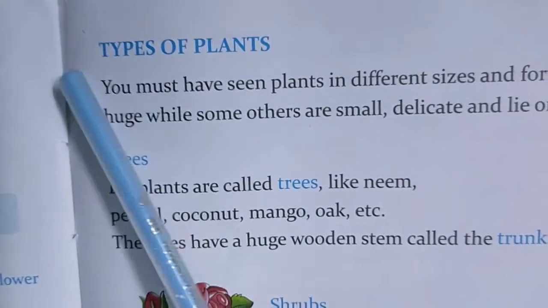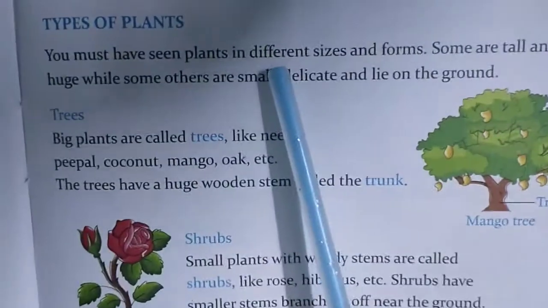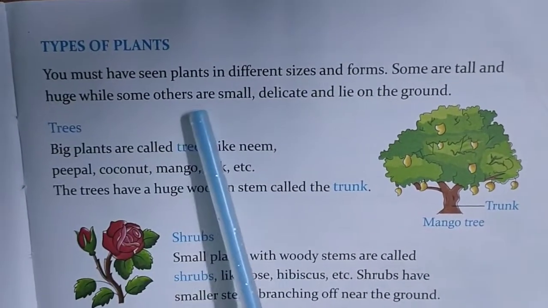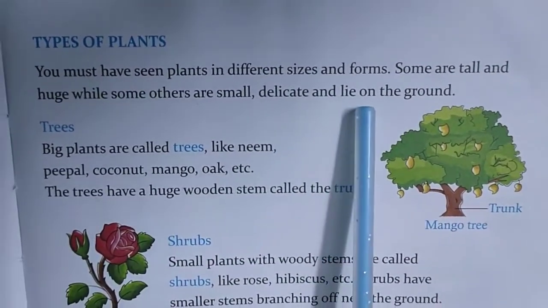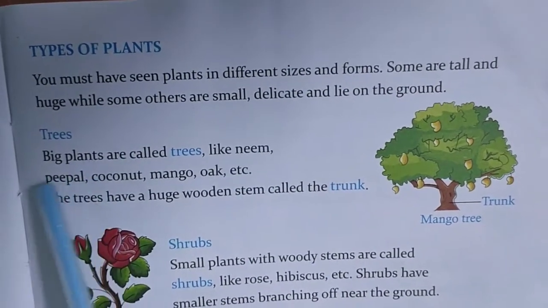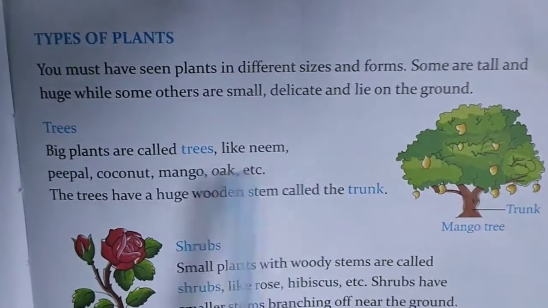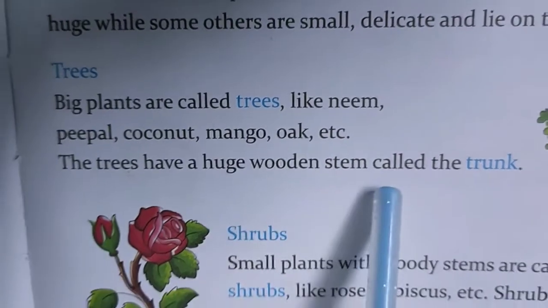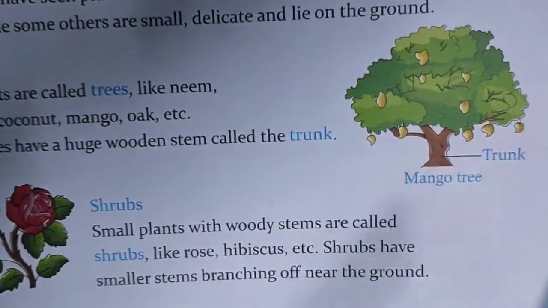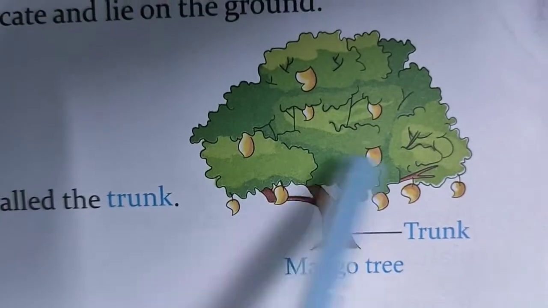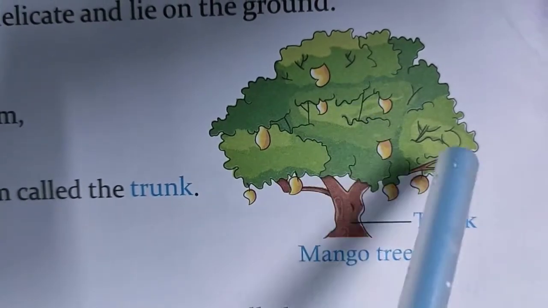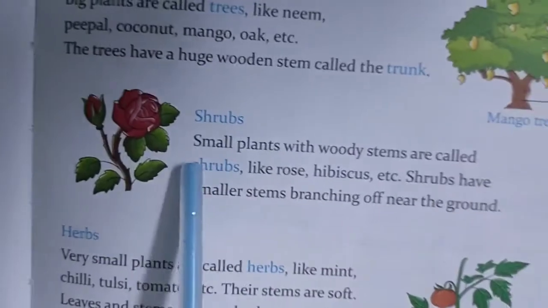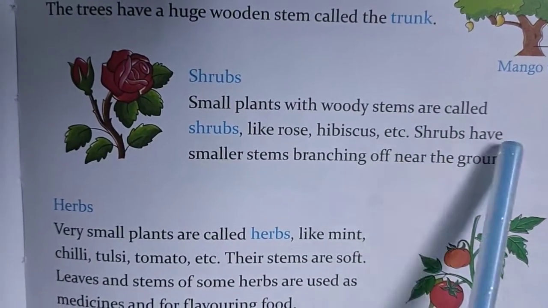Types of plants. You must have seen plants in different sizes and forms. Some are tall and huge, while some others are small, delicate, and lie on the ground. Trees. Big plants are called trees, like neem, peepal, coconut, mango, oak, etc. The trees have a huge wooden stem called trunk, and branches, fruits, and inside the fruit, seeds are there. Then flowers, etc.